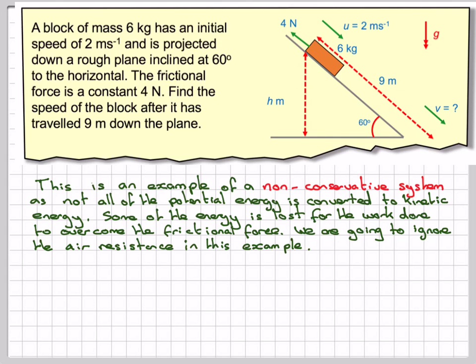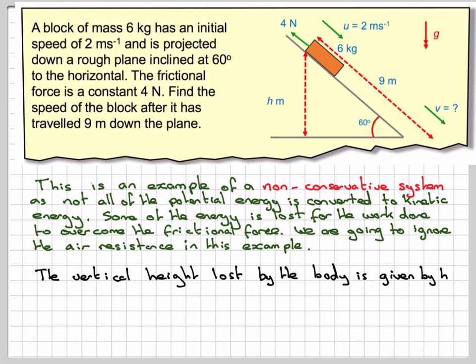Now this vertical height lost by the body is given by h, and therefore h will be 9, because it's this length here, 9, times sine of the angle here, 60 degrees. Sine of 60 is root 3 over 2, so we're just going to leave it as 9 root 3 over 2 meters to begin with. It's always better to deal with the surds right at the end of the calculation.